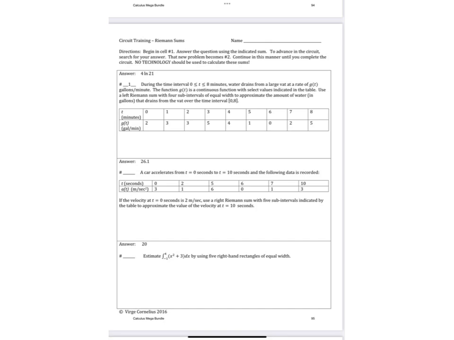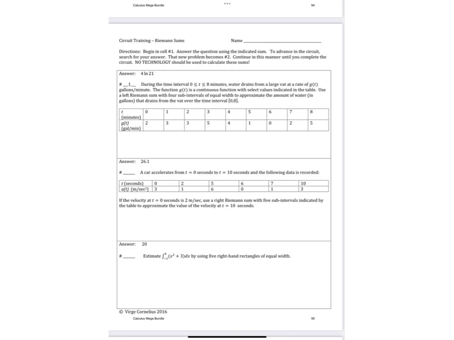Okay. All right, so number one right here. It says, during a time interval from 0 to 8 minutes, water drains from a large vat at a rate of g of t gallons per minute. The function g of t is a continuous function. Select values are indicated in the table. Use a left Riemann sum.